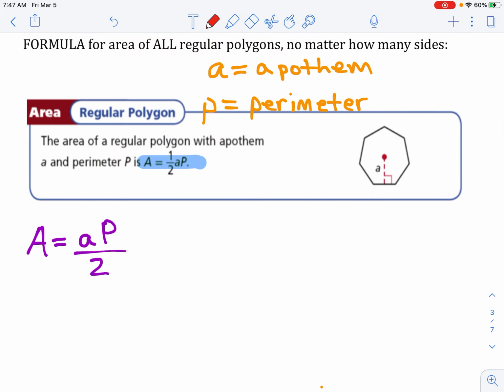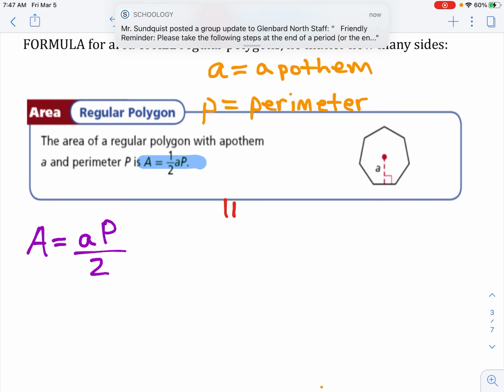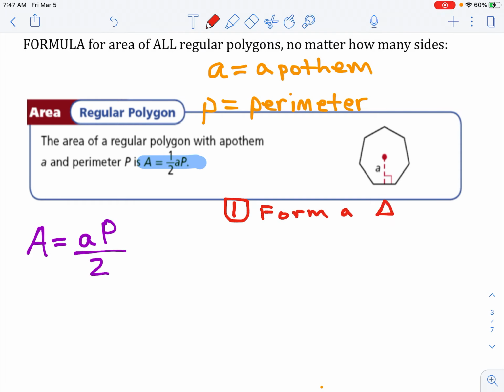Now, I'm going to list some steps for us. Step 1, we're going to form a triangle. We're going to draw a triangle into our picture and form a triangle first. Second, we're going to find that central angle, and we're going to do that by taking 360 divided by n. Now remember, n equals number of sides.